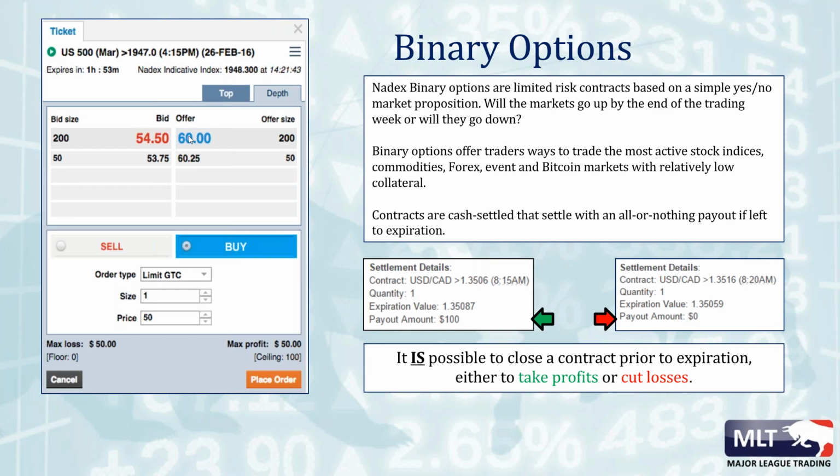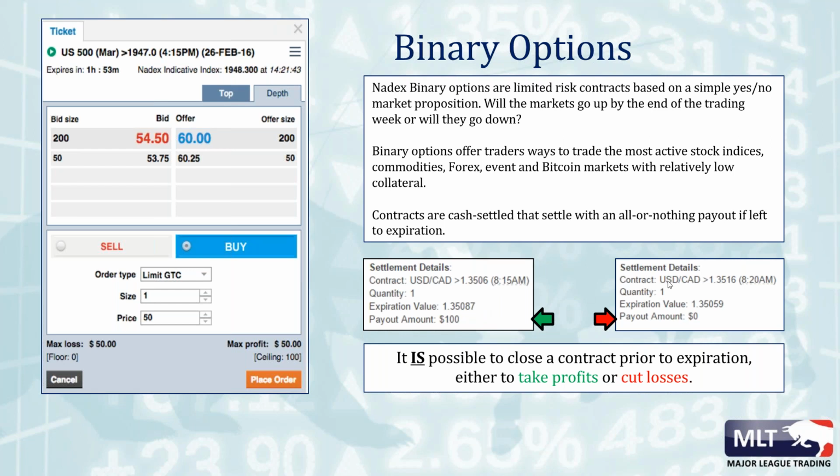They're cash settled, and they settle with an all or nothing payout at expiration. So here's an example of the USD CAD contract. If you buy one contract at 135.06, anticipating it to be greater than that, and the expiration value is 135.08, that's just 2 pips above, the payout would be $100.